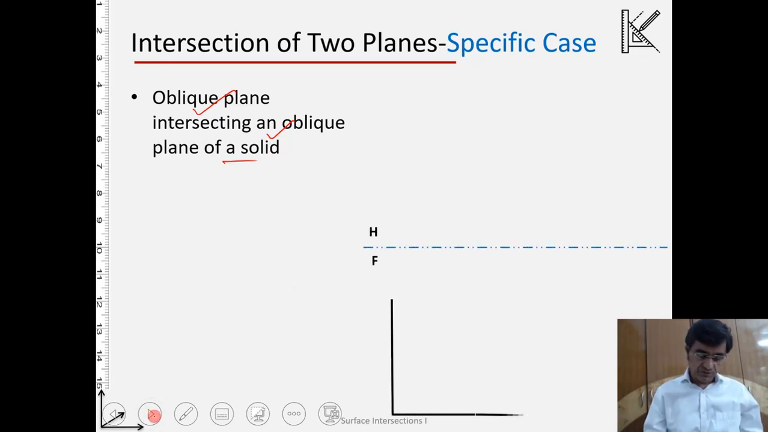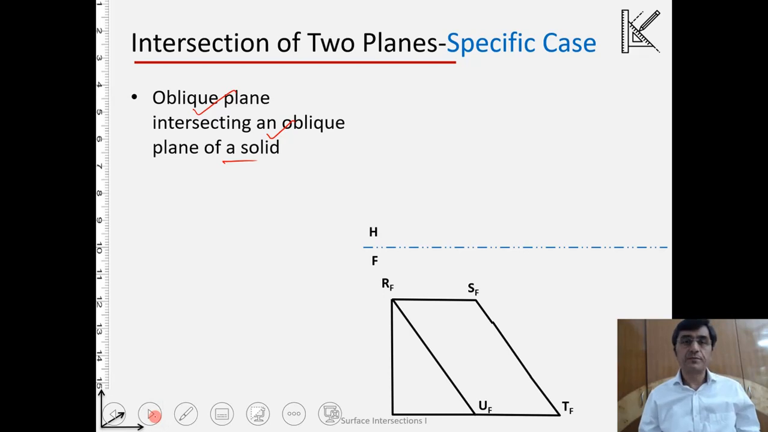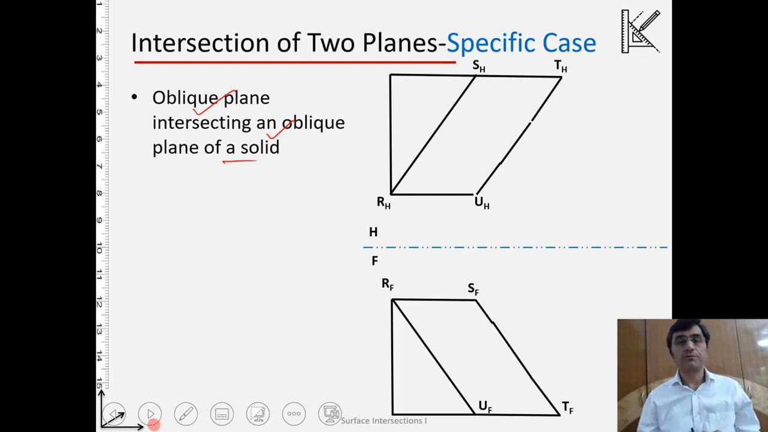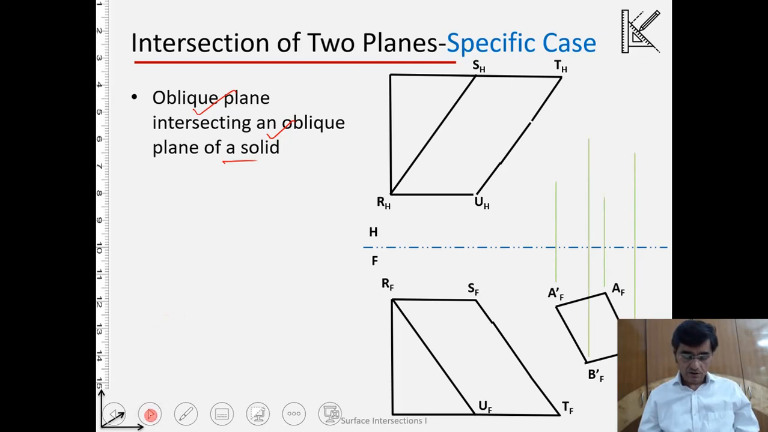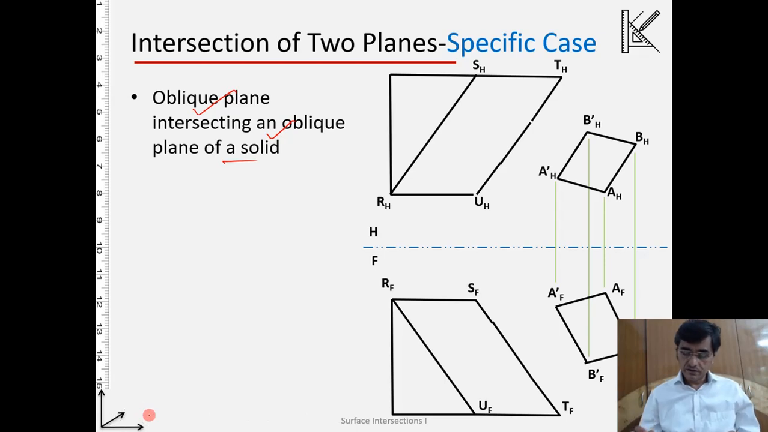Okay, let me give you a case. So here is a solid, and if you see this solid in the top view, that is how the solid appears in the top view. Another oblique plane is given like this, which is A dash, B dash, another plane, and its projection on the horizontal is this. Now where the given oblique plane A dash B dash will intersect this solid, that is what we have to identify with the given information.